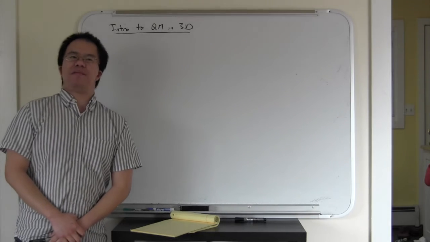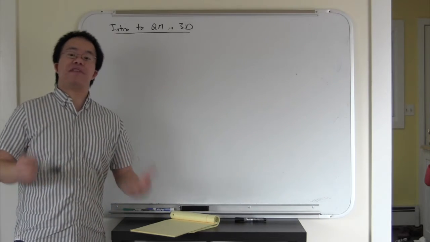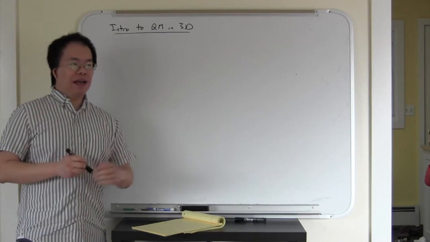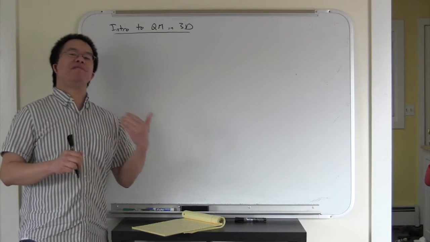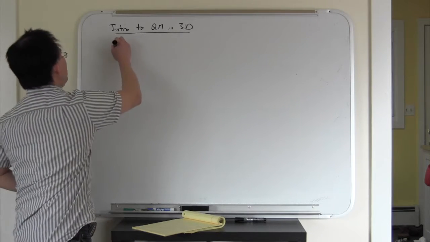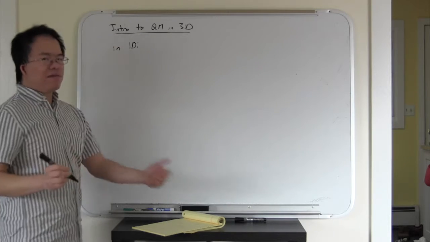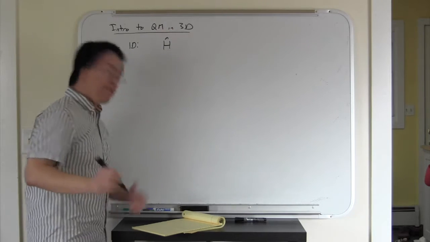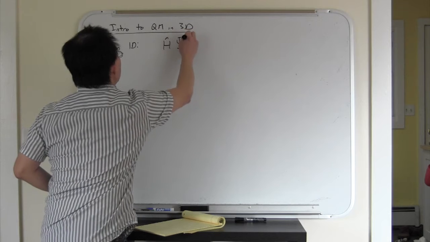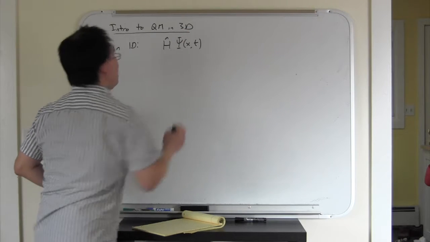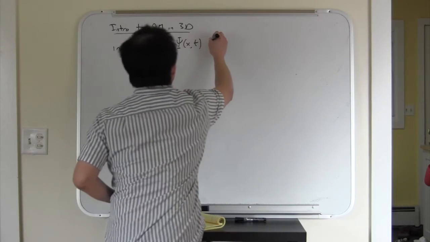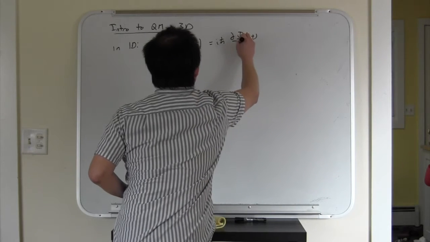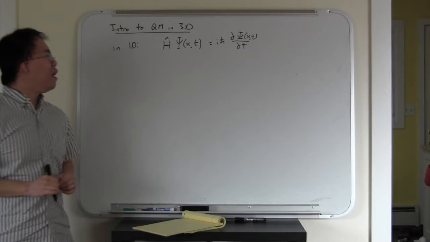So let's close our class today with a discussion of how to generalize what we've done in one-dimensional quantum mechanics to 3D. We began our study of quantum with the time-dependent Schrödinger equation, right? In 1D, we didn't originally write it in this form, but it really is the Hamiltonian operator acting on the full time-dependent wave function, Psi of x, t, equals i h bar d Psi of x, t dt.